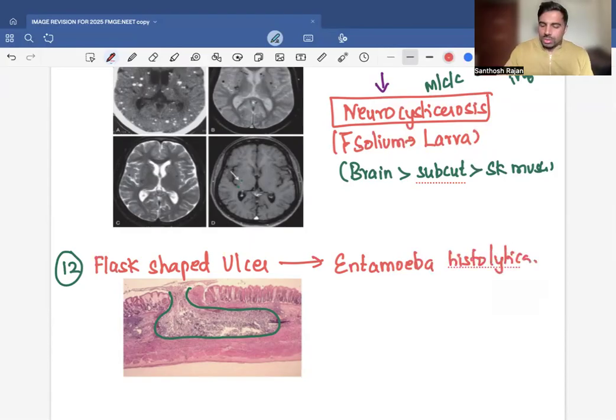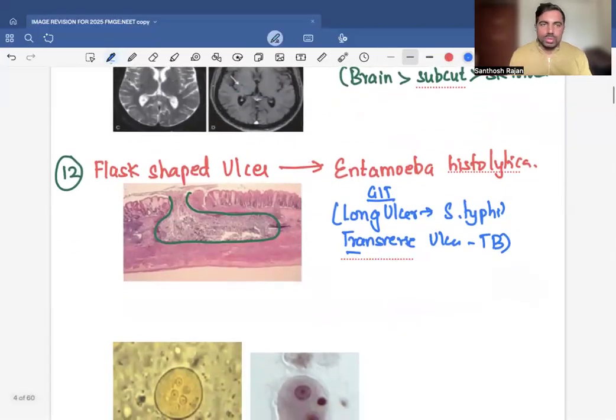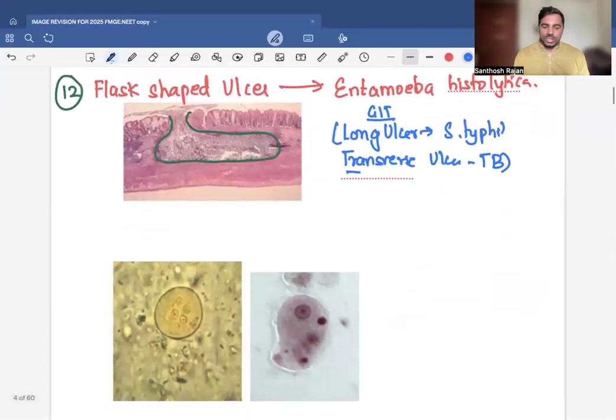In the GIT, if you have a longitudinal ulcer, that means typhoid fever, so Salmonella typhi. And when you see a transverse ulcer, that is tuberculosis. T for transverse, T for tuberculosis, Mycobacterium tuberculosis. Very simple. I'm talking about everything in GIT ulcers. Yes, you must study this in pathology also more.